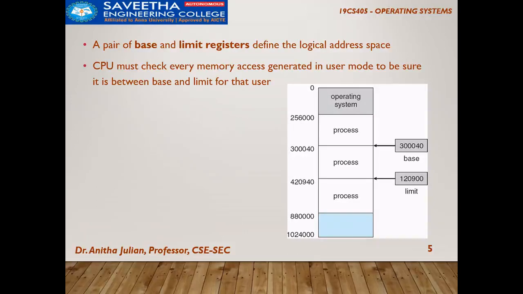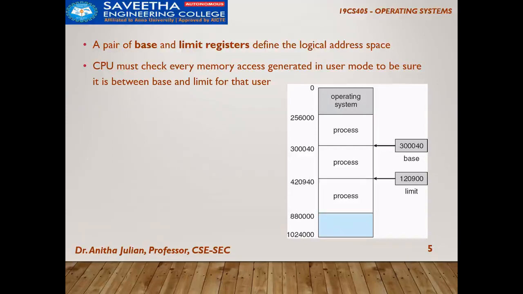So basically, a pair of base and limit registers will define this logical address space. In the previous slide, we saw that there is some logical address. So what the operating system will do is, for every process, it will have a base address and a limit. So from this base address of 300040, it has a limit of the size of the process. So the next ending address will be 420940.